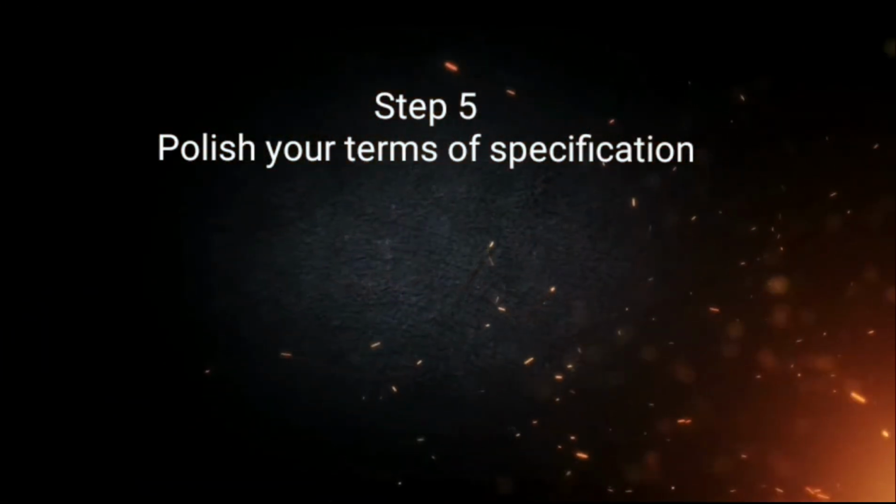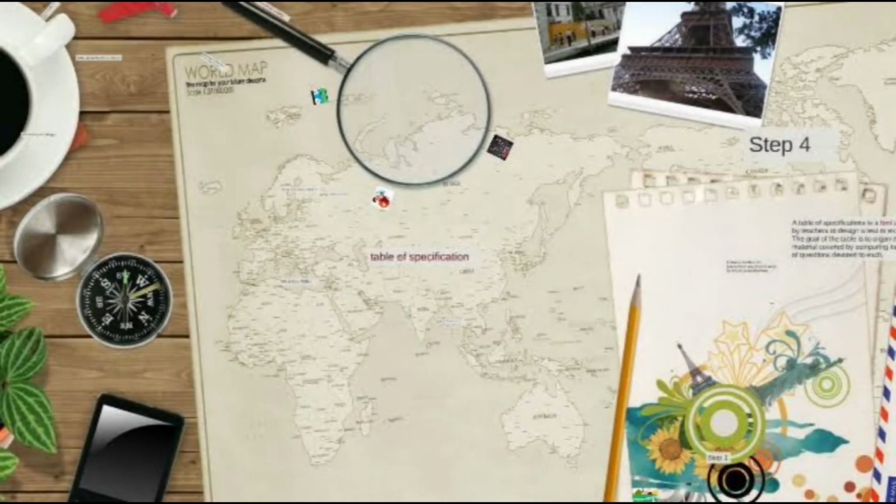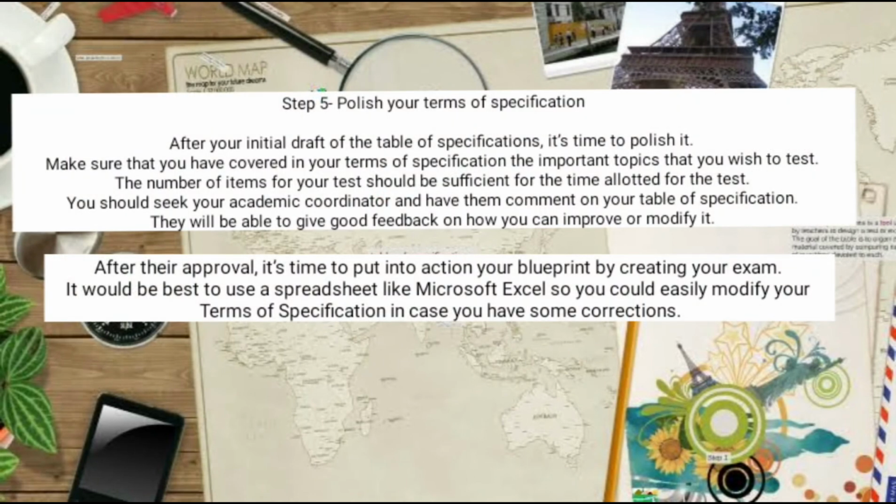Step 5. Polish your table of specifications. After your initial draft of the table of specifications, it's time to polish it. Make sure that you have covered in your table of specifications the important topics that you wish to test. The number of items for your test should be sufficient for the time allotted for the test. You should seek your academic coordinator and have them comment on your table of specifications. They will be able to give good feedback on how you can improve or modify it.